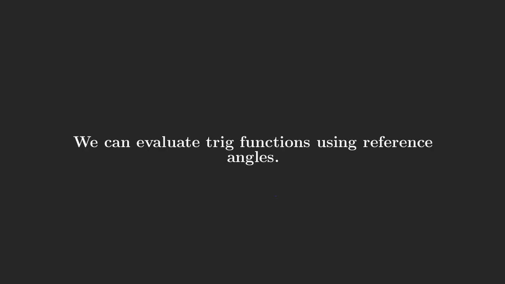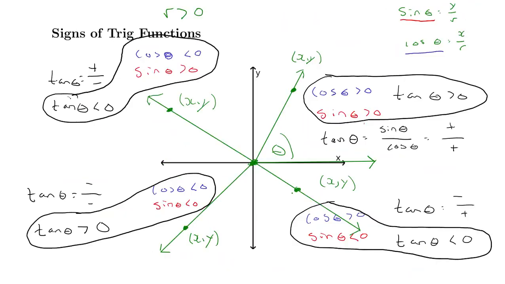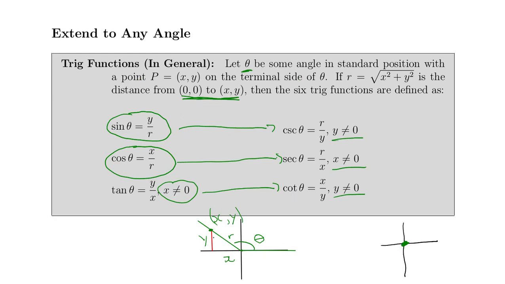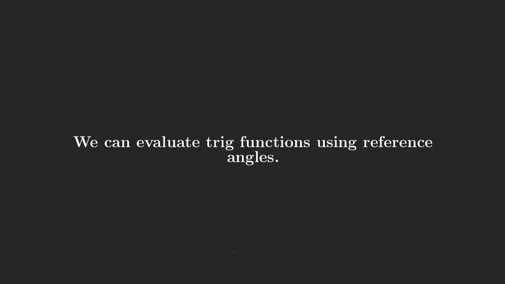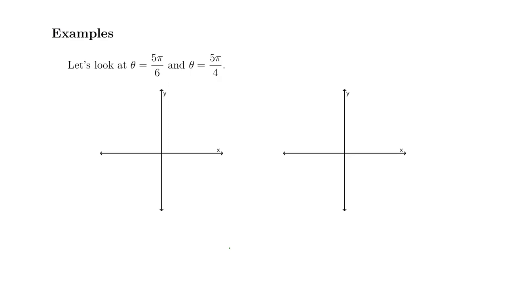We can evaluate trig functions using reference angles. That's the main thing that we're building up to. And we know we have these definitions where we have like x and y and all that stuff, but we also have some known angles or known triangles that we can use to do all this stuff. And so that's what we're going to do here. We're going to look at two angles. We're going to evaluate them by using some reference angles.